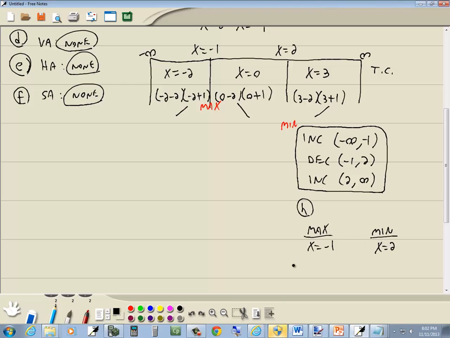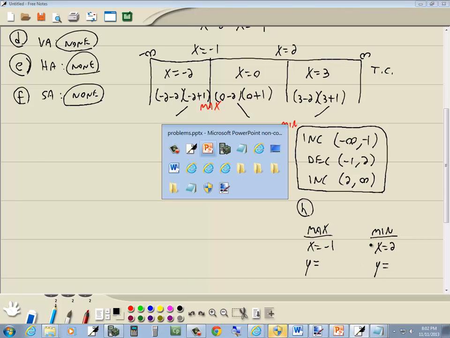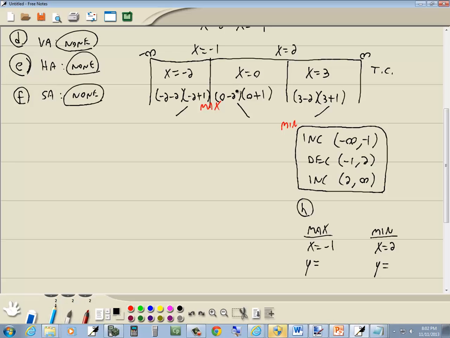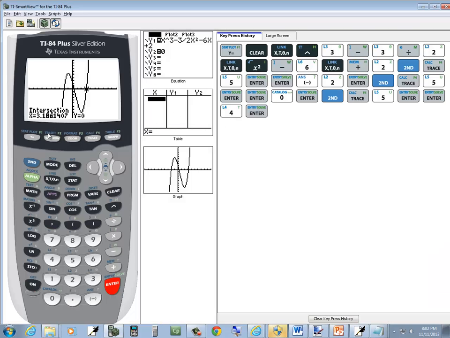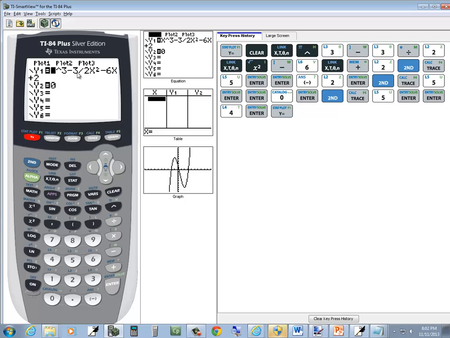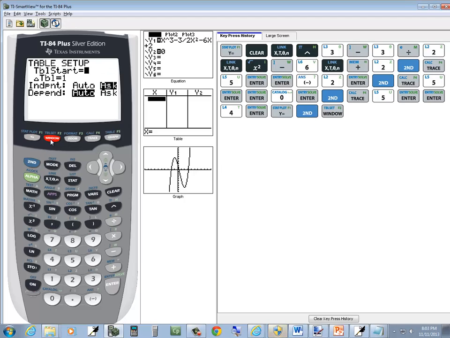Now we want to plug those back into our original function, and I believe I have that original function. If I press y equals, yeah, I have it on y1. So we want to make sure our calculator is set up for this, but we'll go to table setup, so we do second window. Down where it says independent, yours should say ask. If it doesn't say ask, down arrow to it, right arrow, press enter on ask, and you should see the highlighting change to it. And then exit out.